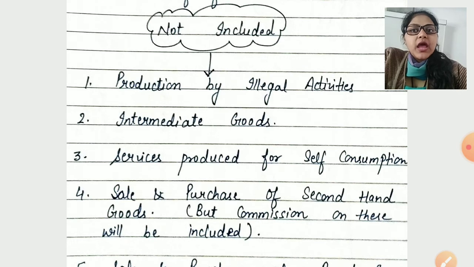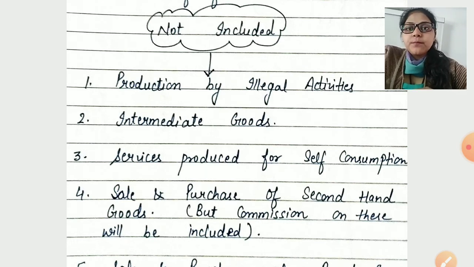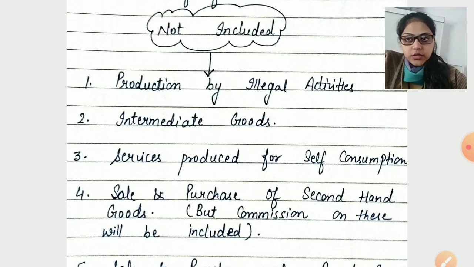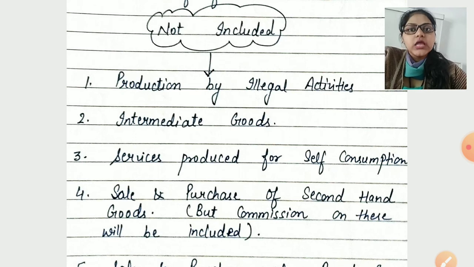Now, production by illegal activities. For example, if you have done theft somewhere, that theft will not be included in your national income. Services produced for self-consumption: if you are teaching your own child, that is out of love and not because of some earning purpose. So because of that, it will not be included in your national income.